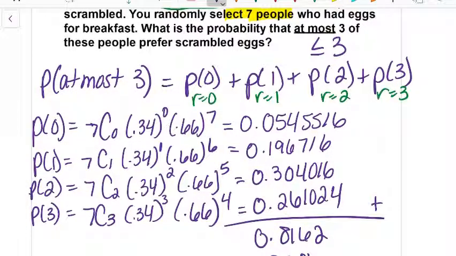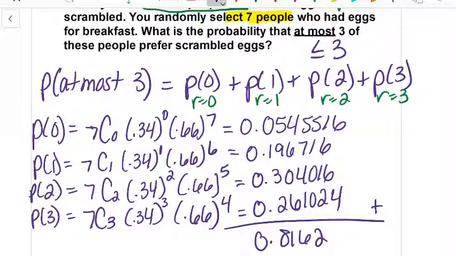82% chance that if you randomly select 7 people who had eggs, at most 3 of them, so 3 or less, will prefer scrambled eggs. 82% chance that that will happen.